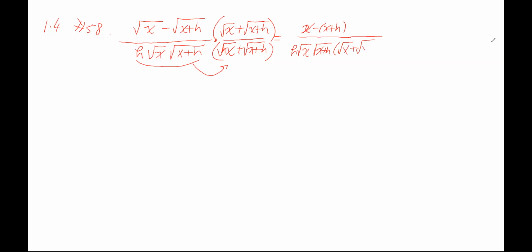Then, as you can see, the numerator is just negative h. And a lot of people just stop here. That's very unobserving, right? Because you see the numerator and denominator have the common factor h. You're supposed to clear that.